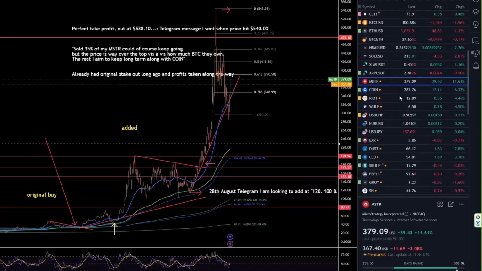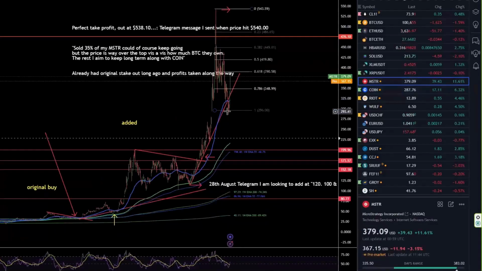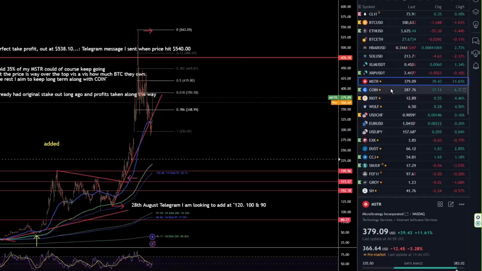Now do you understand why I get so passionate about this? Then, for the year ahead, I still hold the balance of MicroStrategy. I bought some more MicroStrategy the other day at 300, I think it was, 280 for my daughter. And again, I'd sent a message out for that.